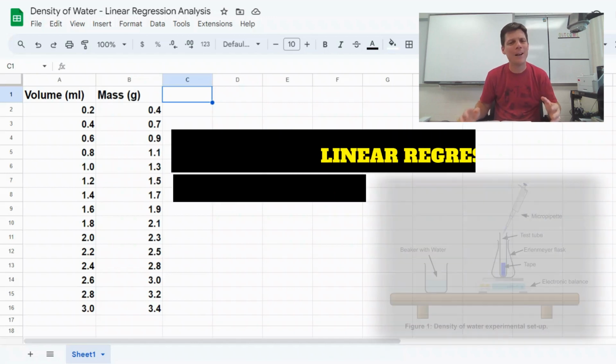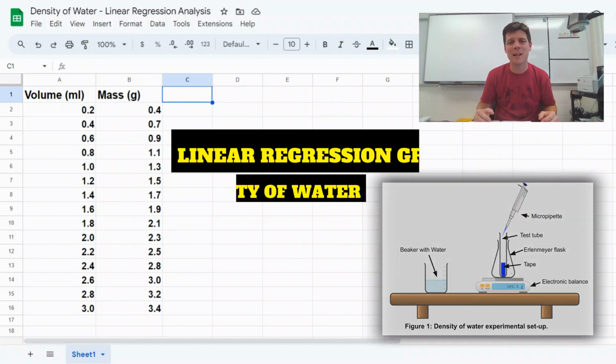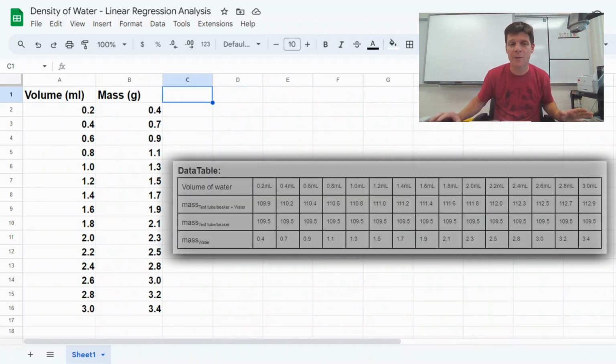Hey biology people, in our last video we were doing an experiment to determine the density of water. Let's take a look at how we analyze that data using linear regression to determine the density of water. I transferred over the data from my notebook.